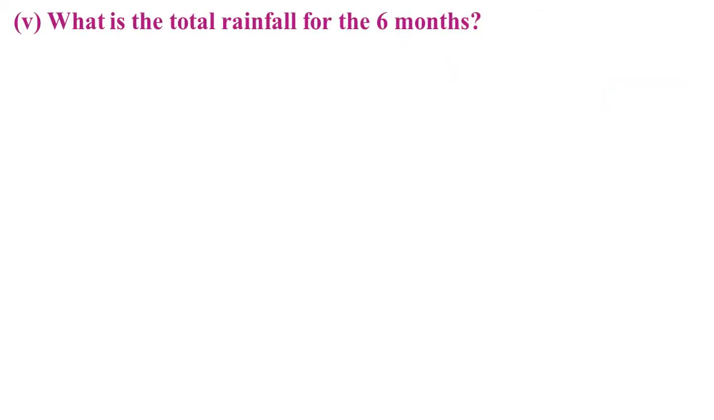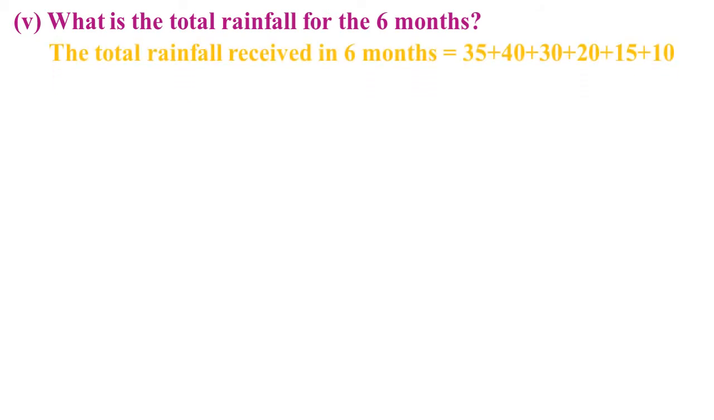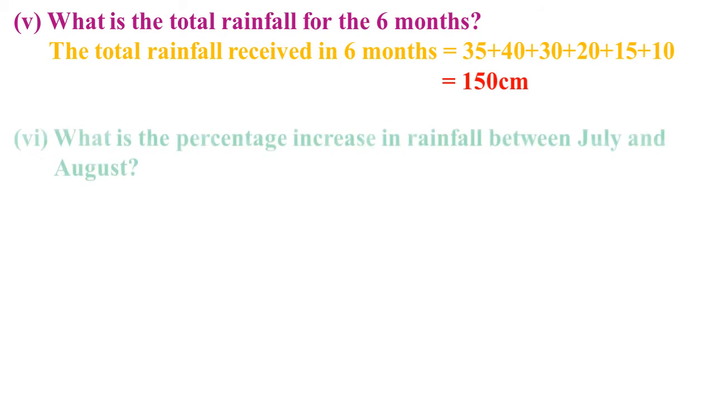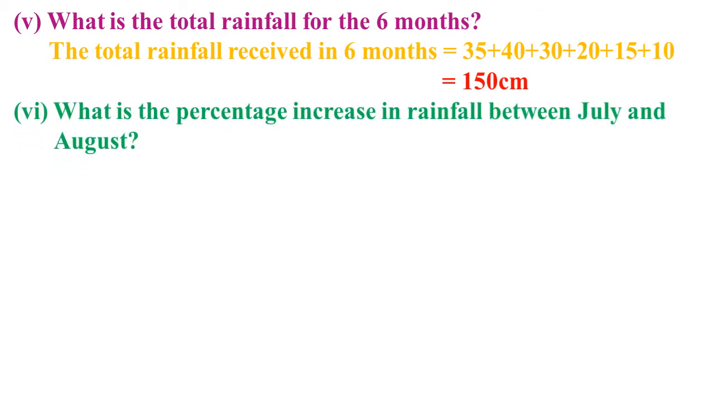Fifth one: what is the total rainfall for 6 months? The total rainfall received in 6 months equals 35 plus 40 plus 20 plus 15 plus 10, that is 150 centimeters. Sixth one: what is the percentage increase in rainfall between July and August? Let us find the solution.